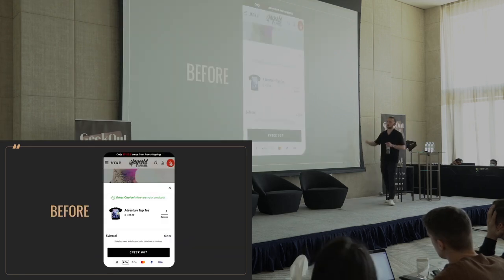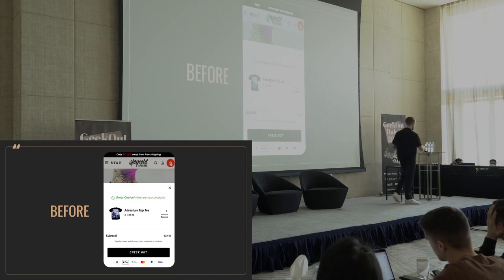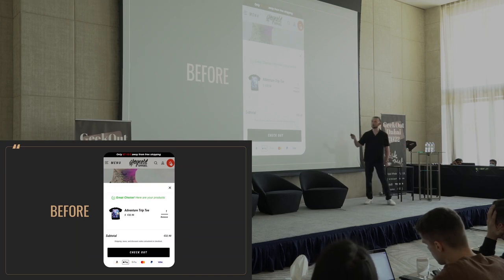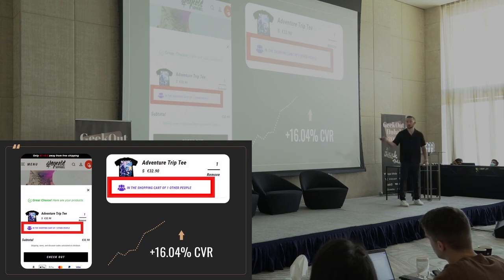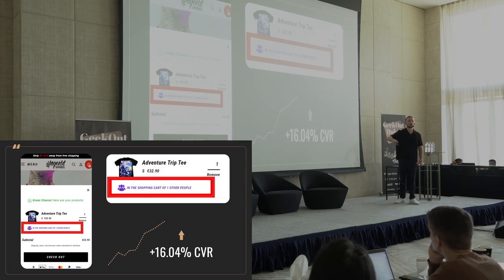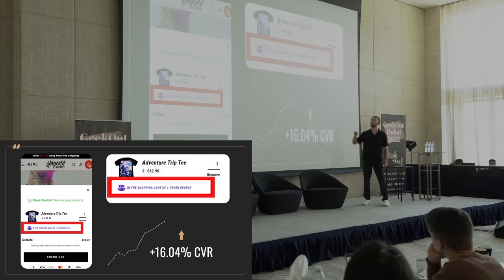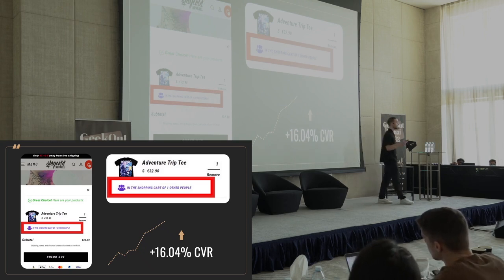And after seeing FOMO working really well on the product page, we also wanted to make sure that we add FOMO and urgency to the cart drawer. So here again, what we did in the cart drawer is we took the GA real-time data to show the customer how many other people are having this exact product in their cart right now and want to check out.